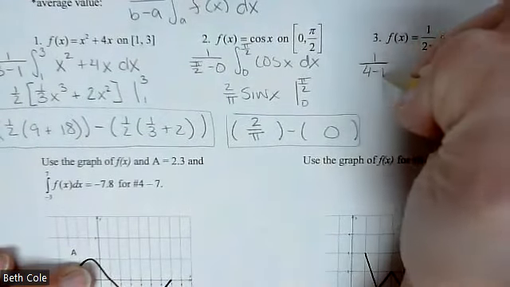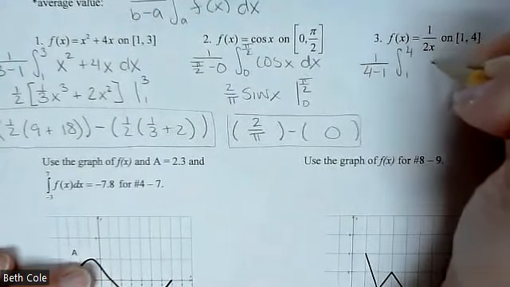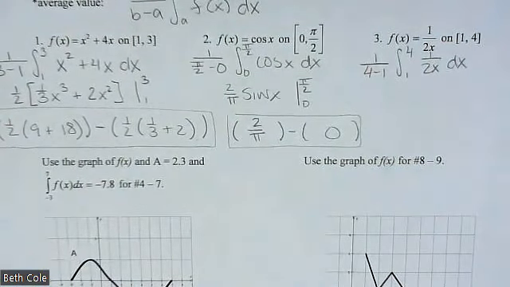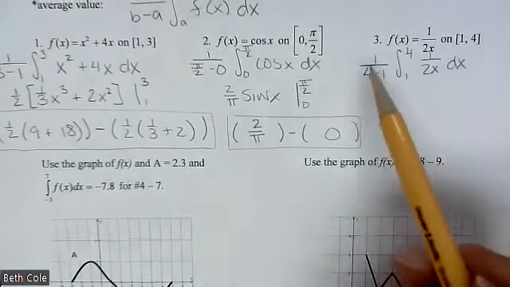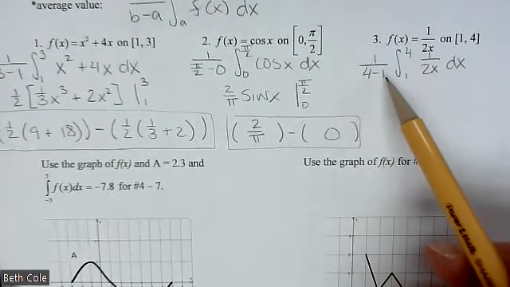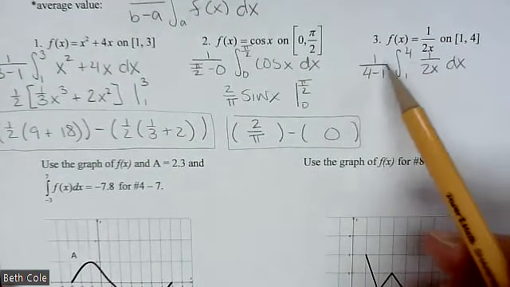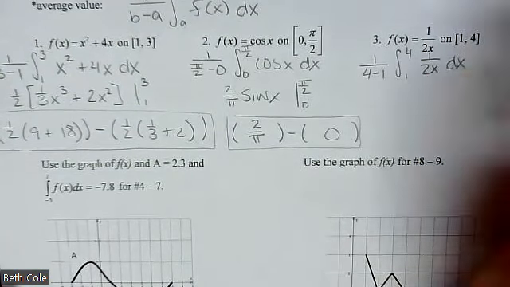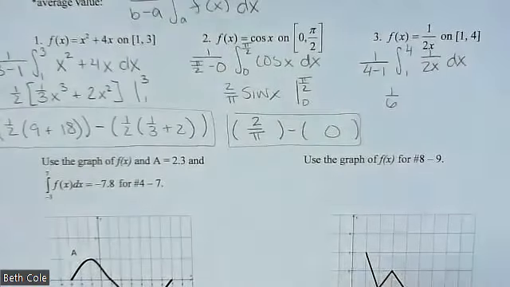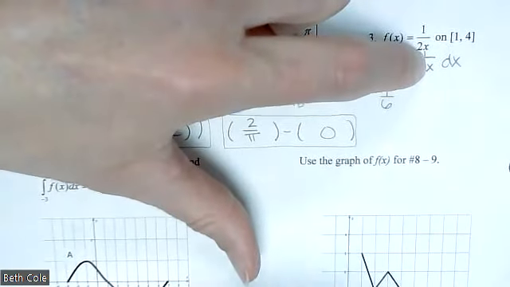Four minus 1, good. Integral 1 to 4, 1 over 2x dx. So out front, that would be a 1/3. I would also pull out the 1/2. So if you have 1/3 times 1/2, that would be a 1/6. And then what's your antiderivative of 1 over x?